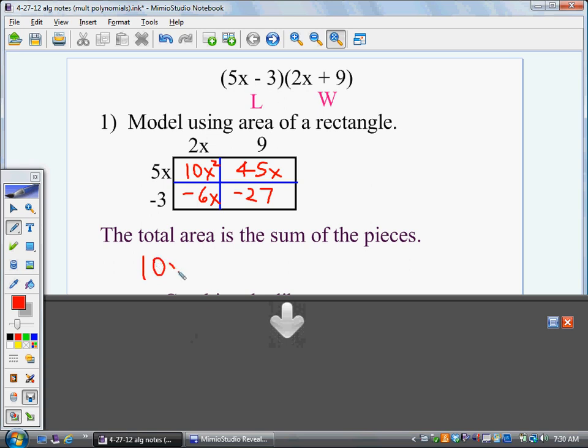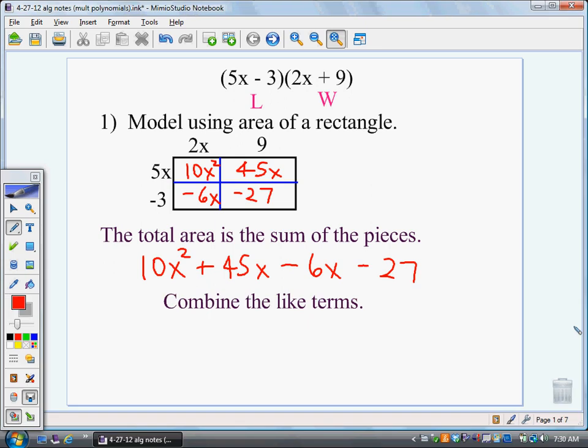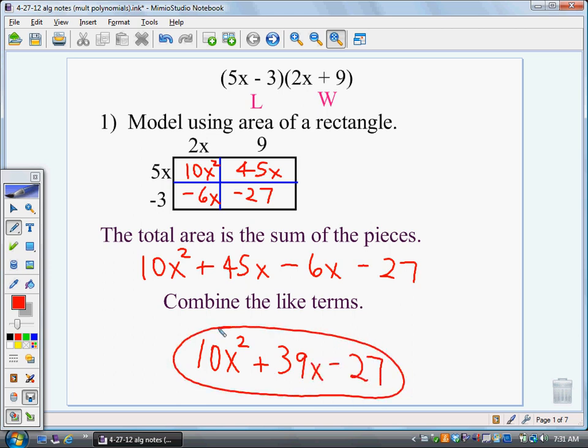So that would be 10x squared plus 45x plus a negative 6x, which is minus 6x, plus a negative 27, which is just minus 27. And then all we have to do is combine the like terms, and the like terms are the two terms in the middle. So we have 10x squared plus 39x minus 27. And then that trinomial is the product or the answer to this multiplication problem.